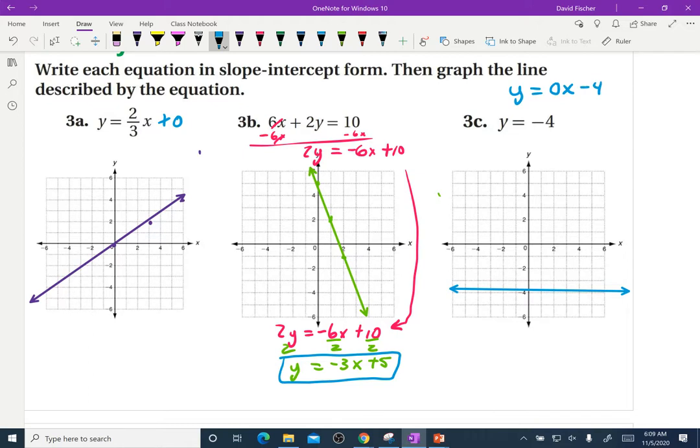It's 0x, so that means it's a 0 slope. So again, the last couple of days I was kind of hounding on you, saying 0 slope is a horizontal line, undefined would be a vertical line. So here's my y-intercept, -4, so I made a dot on -4, and a 0 slope would go left and right. Okay, you could make a t-chart.